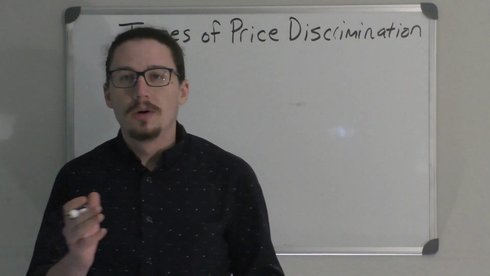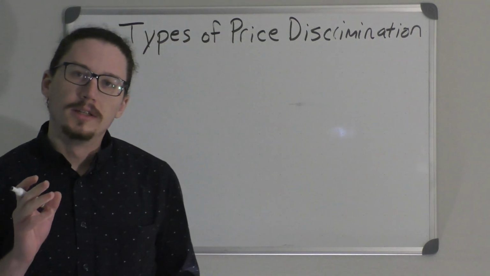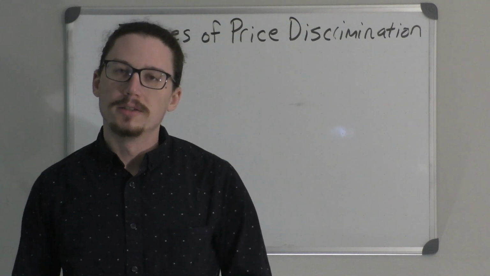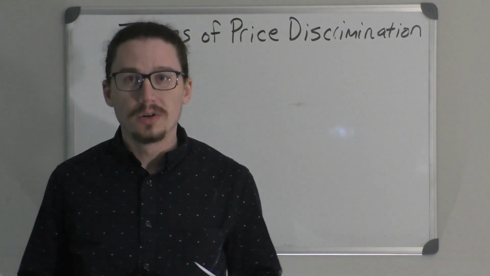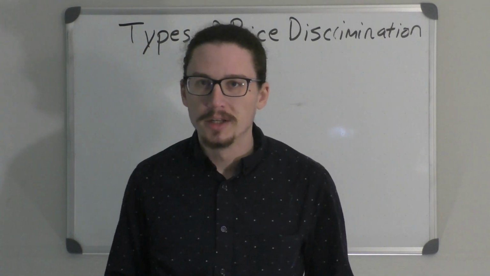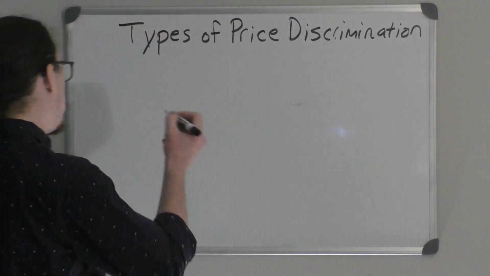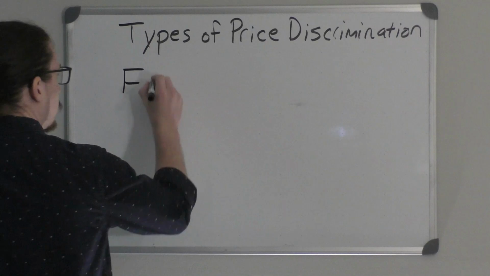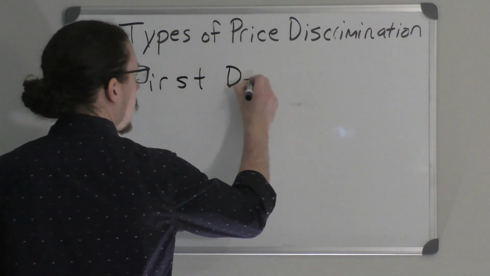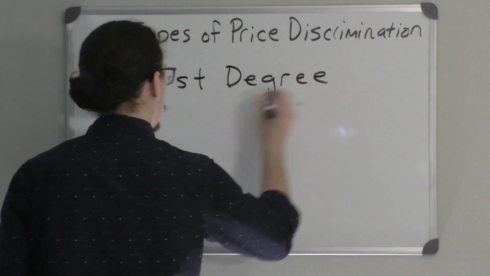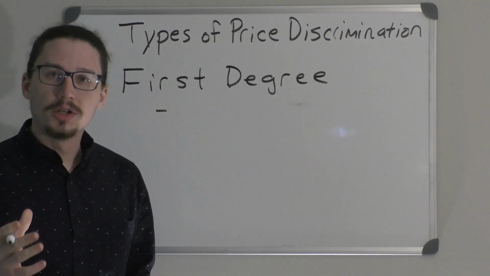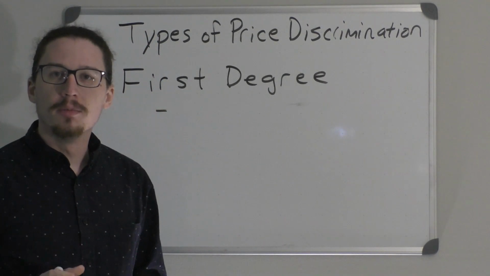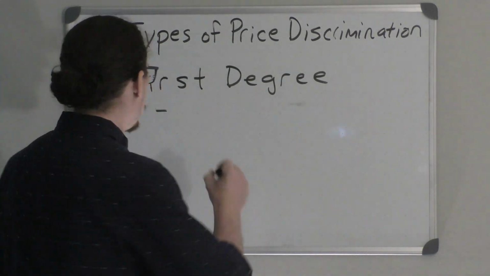In this video, we're going to start by talking about the different types of price discrimination. So there are three types, or what we call degrees of price discrimination. The first degree is when you charge each customer their maximum willingness to pay.